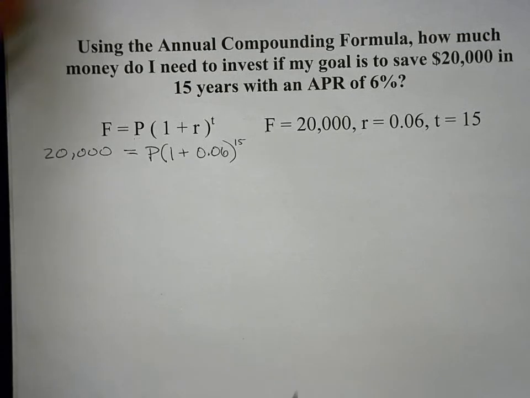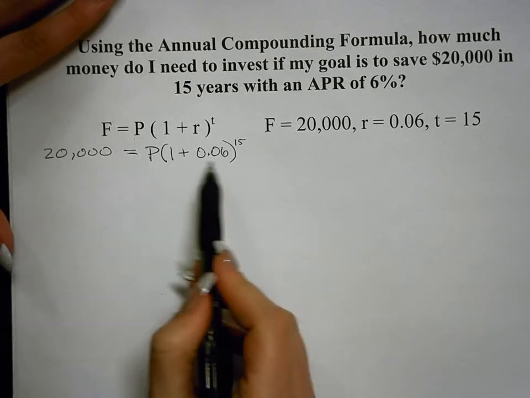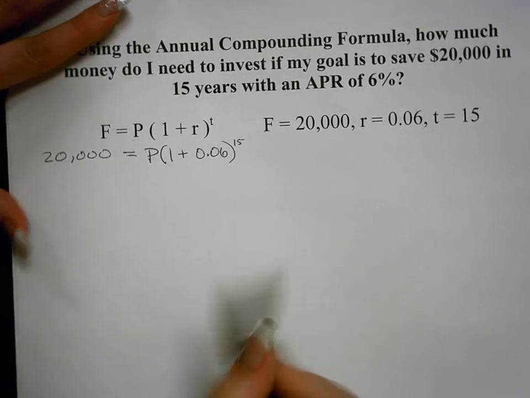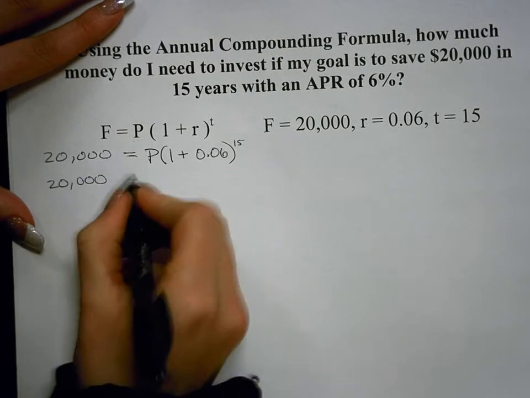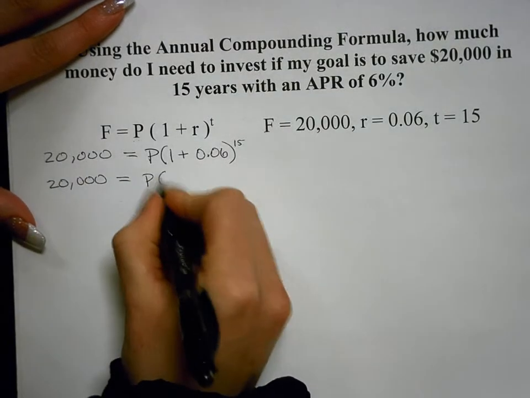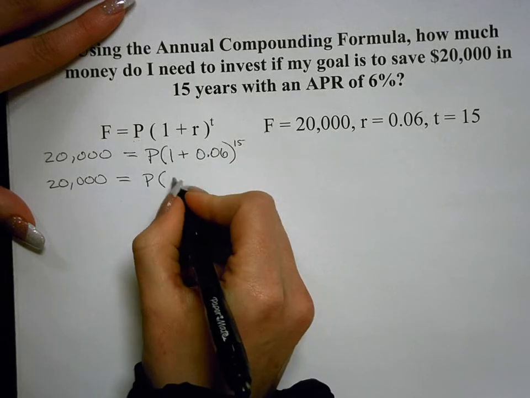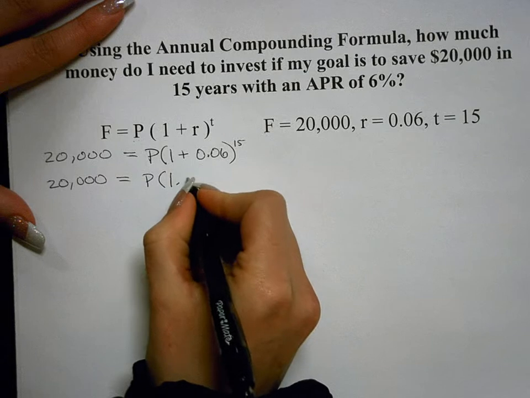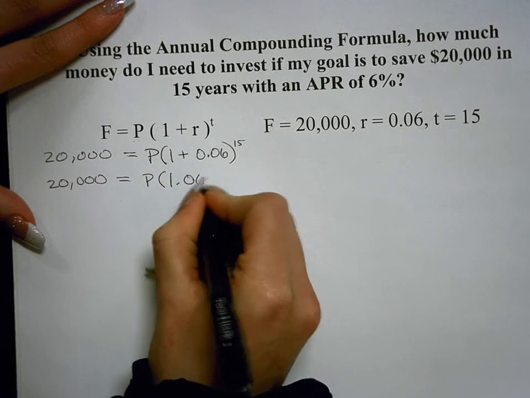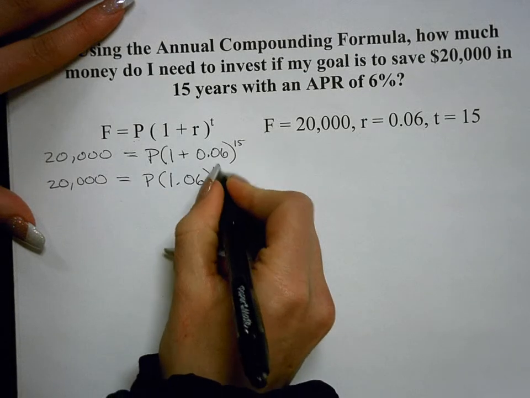Now I'm just going to do what the order of operations states. Order of operations states that I have to do the parentheses first. So I'm going to rewrite this: 20,000 equals P multiplied by the quantity 1 plus 0.06, which is the same thing as 1.06 raised to the 15th power.